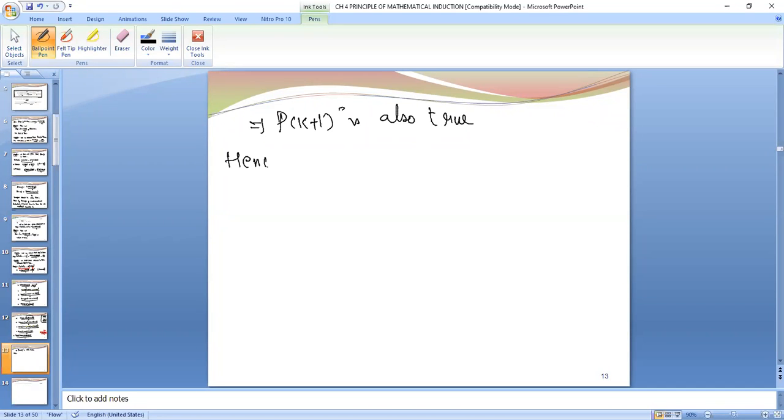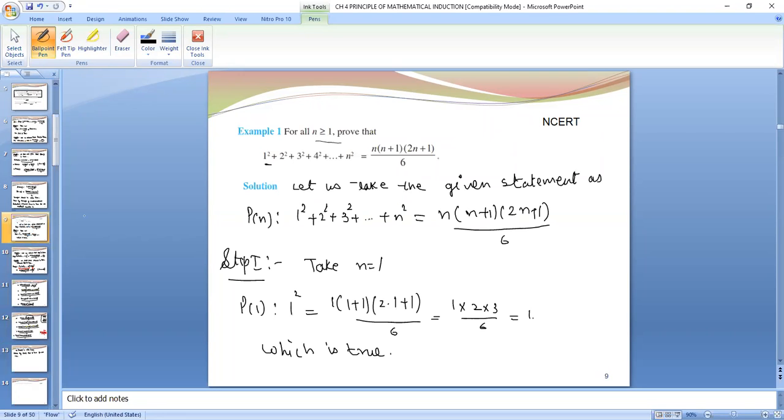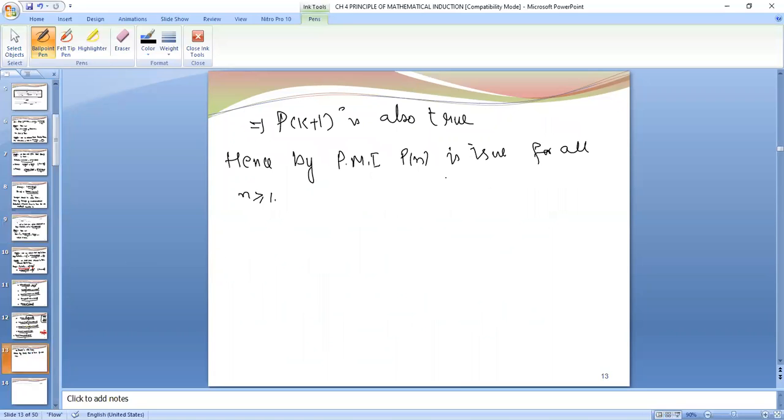Hence, by principle of mathematical induction, Pn is true for all n greater than or equal to 1. We will write it the way it is given to us in the statement. We had to prove this statement is true for all n greater than or equal to 1. So we are writing, hence by principle of mathematical induction, Pn is true for all n greater than or equal to 1.